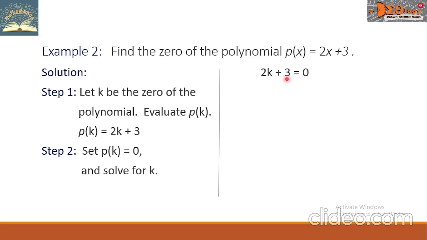This positive 3 we transpose to the right. We have now 2k equals -3. Then, isolating k, we divide the left side and the right side by the coefficient of k, which is 2. By doing that, the value of k equals -3 over 2. This is the final answer.